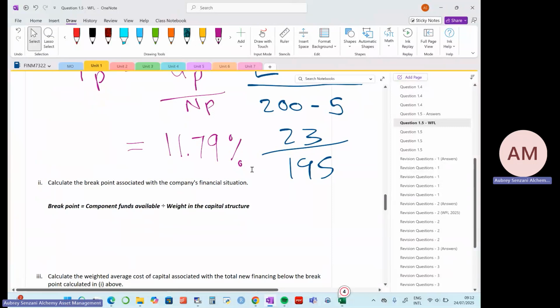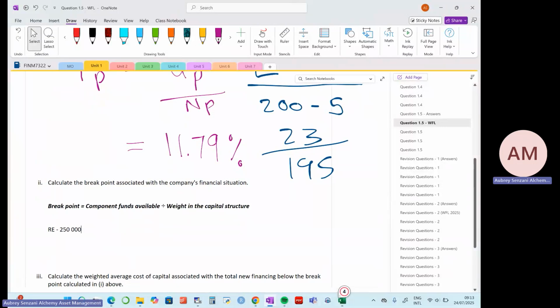Okay. In the example here, you'll see we had retained earnings 250 and we had borrowings from existing debt facility 400. So we had two limitations. In question 1.5, we only have one limitation, which is your retained earnings. I'm just going to call it RE, which was 250,000.